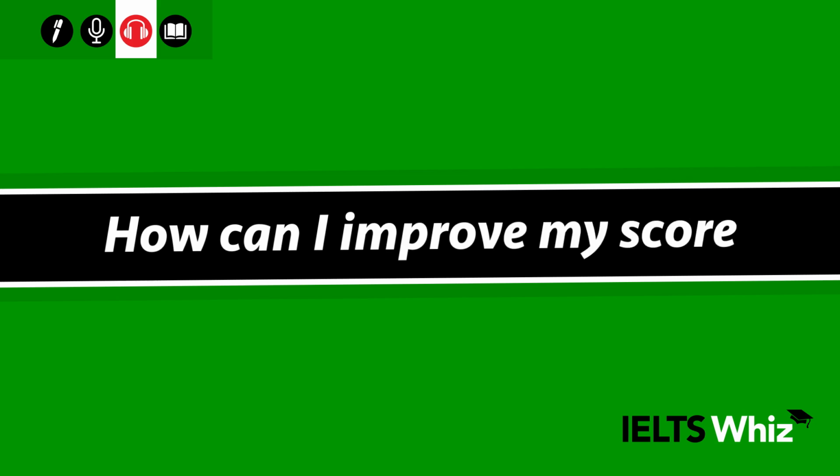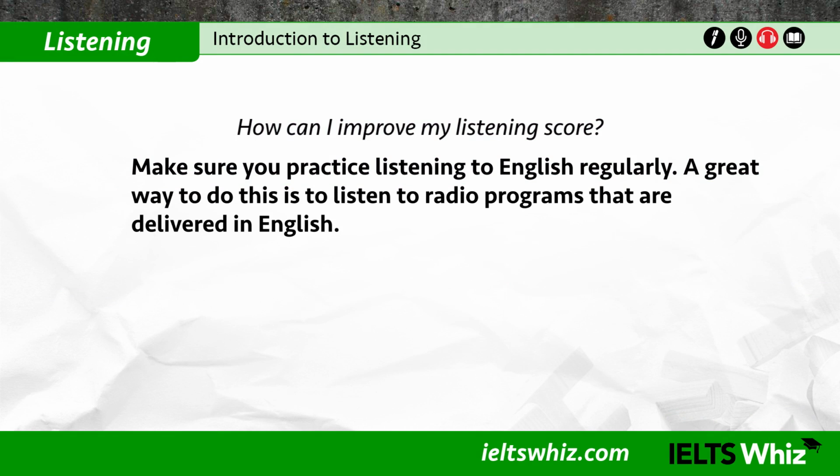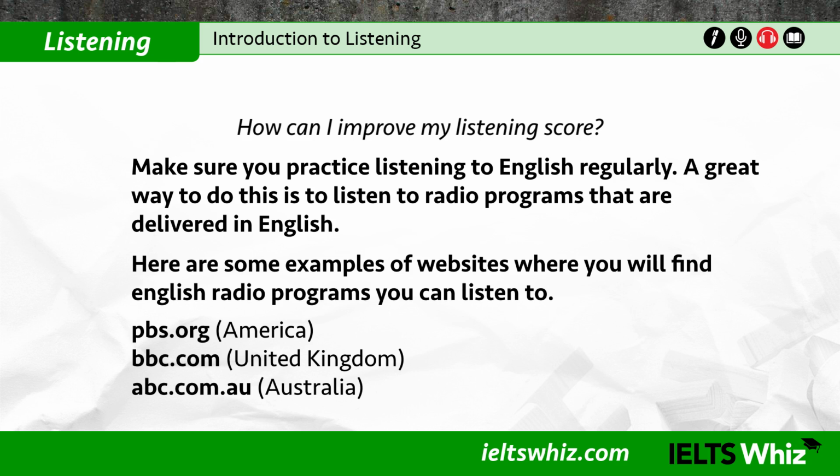So how can you improve your listening score? Make sure you practice listening to English regularly. A great way to do this is to listen to radio programs that are delivered in English. Here are some examples of websites where you will find English radio programs you can listen to. There's pbs.org from America, bbc.com from the United Kingdom, abc.com.au from Australia.